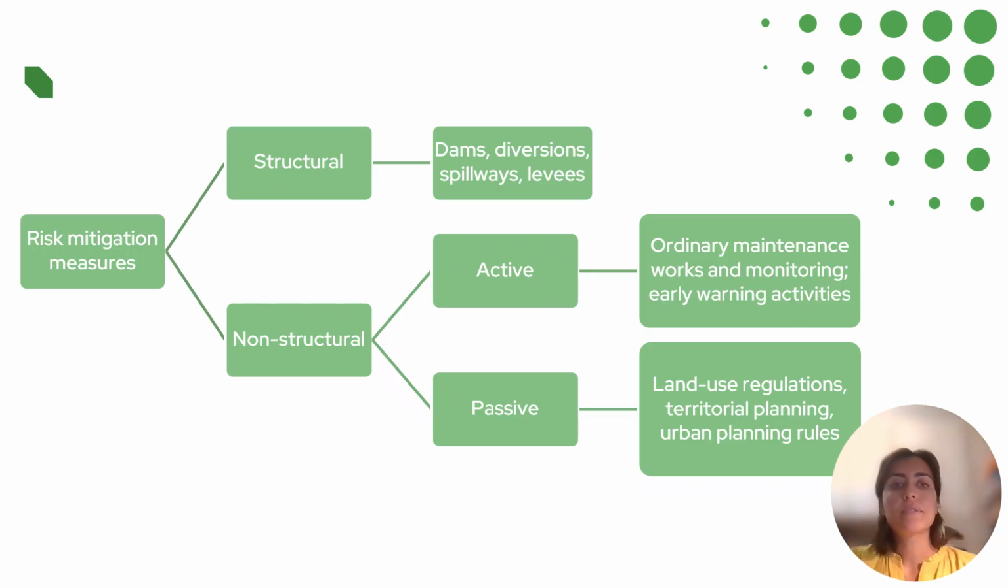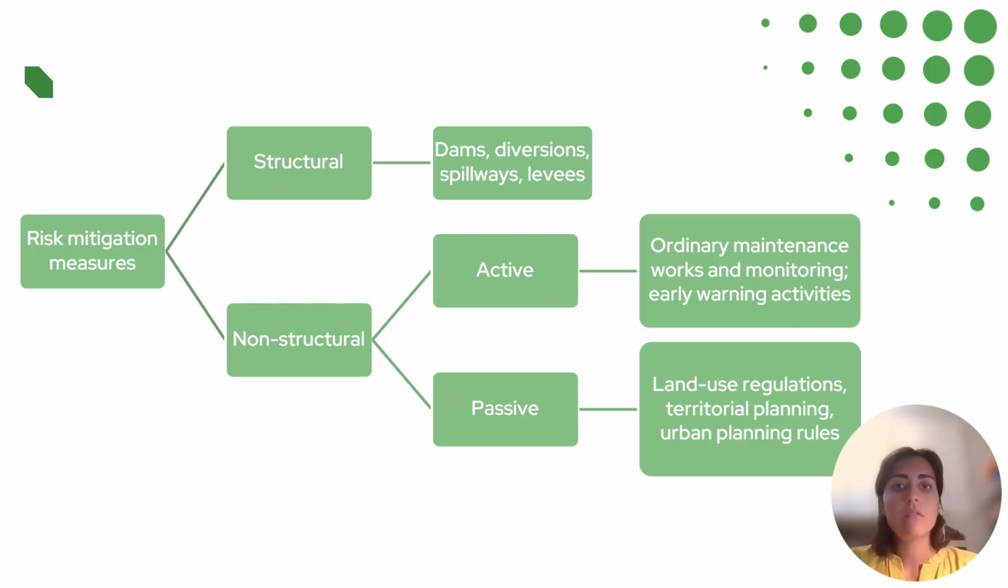In order to reduce risk, we can adopt a wide range of mitigation measures, which are usually classified into two main categories: structural and non-structural. Structural measures are physical interventions, for example dams, diversions, spillways, or levees. Their purpose is to control or contain the hazard, reducing its direct impact on people and assets.